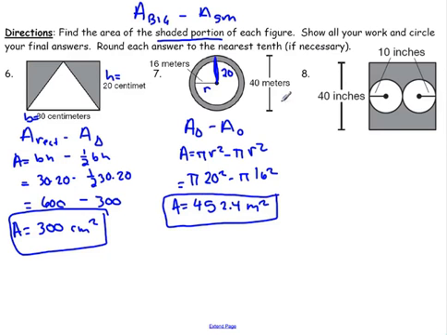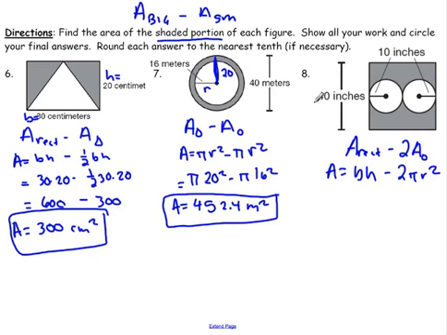Our last example here is we have our big object is a rectangle, and we're going to subtract out the two circles on the inside. So we have an area of a rectangle minus the area of two circles, and they appear to be the same size circles since they both have a radius of 10. Let's find some of these. Here's the formula. Base times height minus 2 pi r squared.